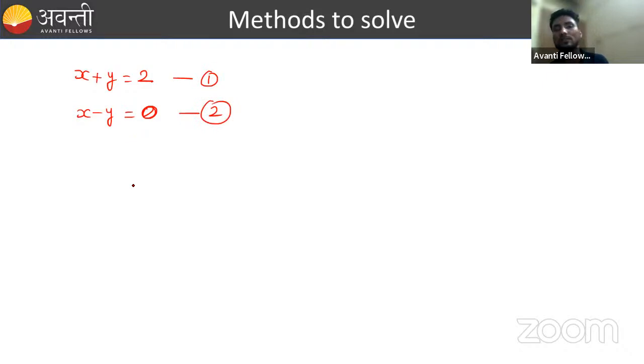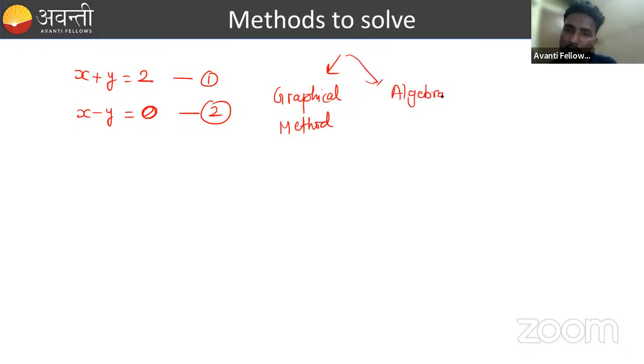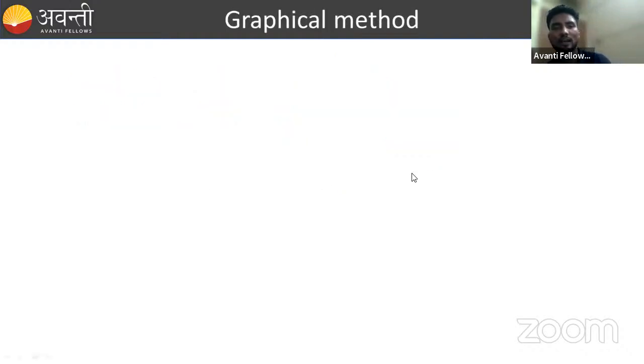So that both the x and y values will satisfy the first equation as well as the second equation. So how to solve this? There are so many methods. There are two methods to solve this. One is called the graphical method: by plotting the graph, you can find the x and y values. The other method is the algebraic method. We will see all the methods one by one. First one is the graphical method and the other is the algebraic method. So first we will see what the graphical method is.